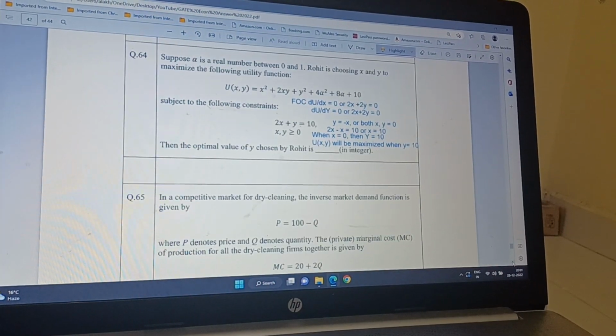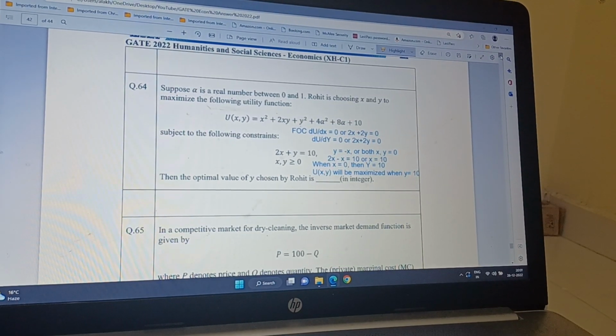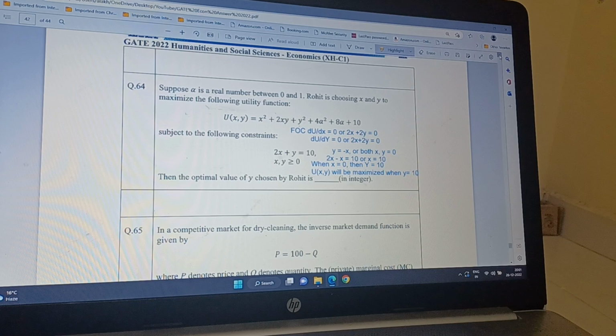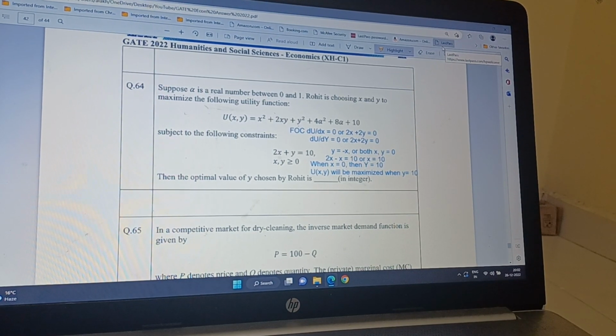Next question is number 64, and it reads: suppose alpha is a real number between 0 and 1. Rohit is choosing x and y to maximize the following utility function. So this is the utility function U(x,y) = x squared plus 2xy plus y squared plus 4a squared plus 8a plus 10. Alpha is a real number between 0 and 1.